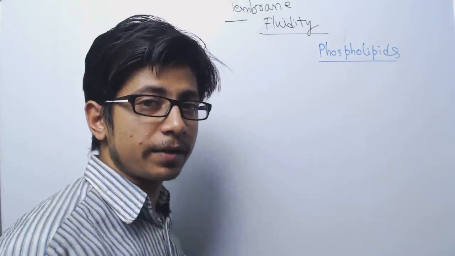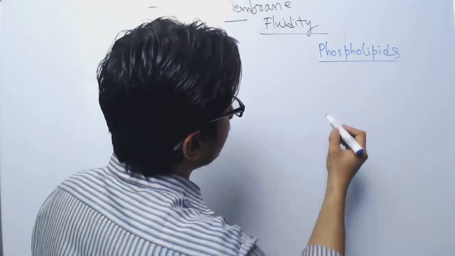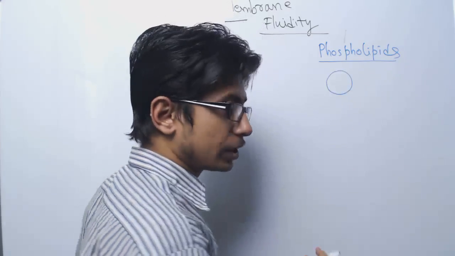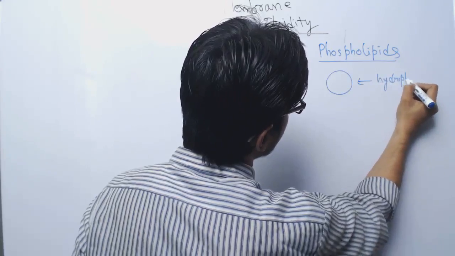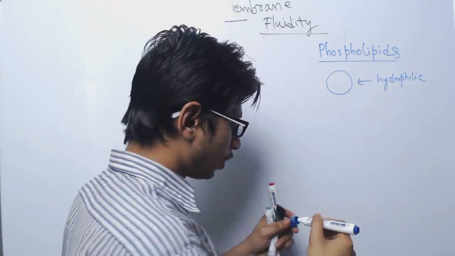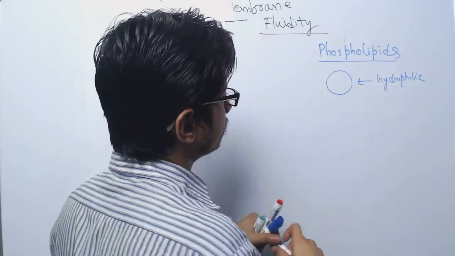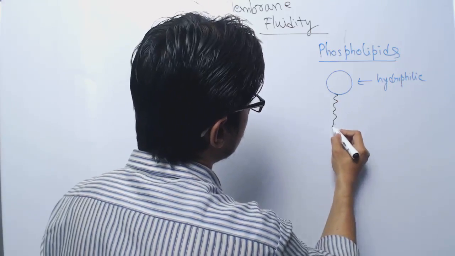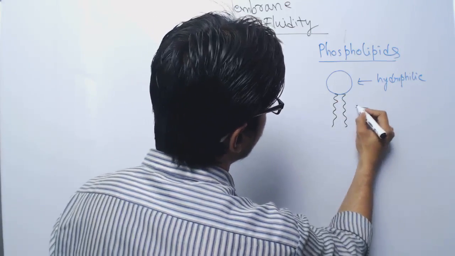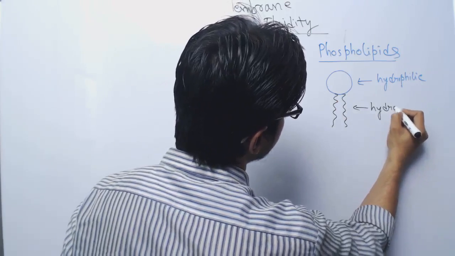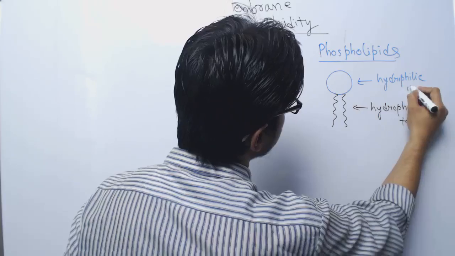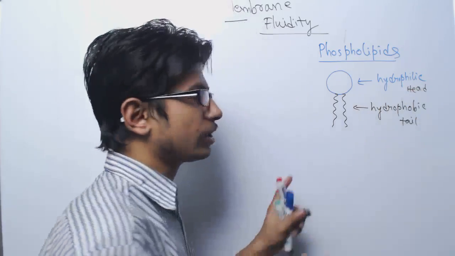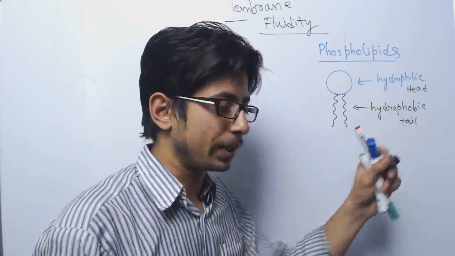Phospholipids. And phospholipid molecules have specific structures. They have one head-like structure which is hydrophilic, and another structure which is known as the hydrophobic tail. Hydrophobic. This is the tail. This is the head. This is the structure of the unit of a cell membrane.